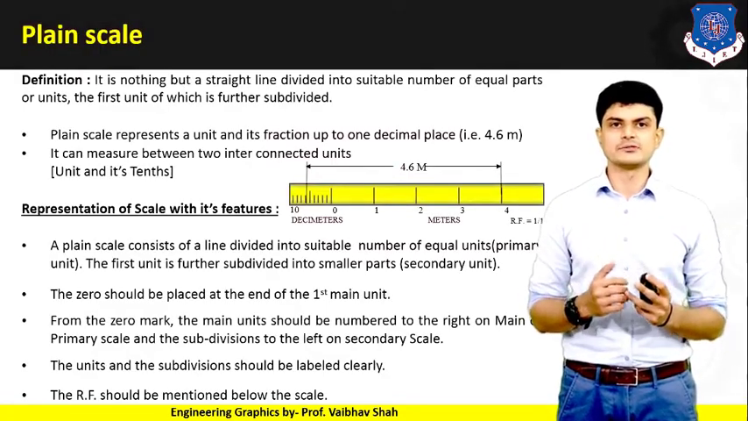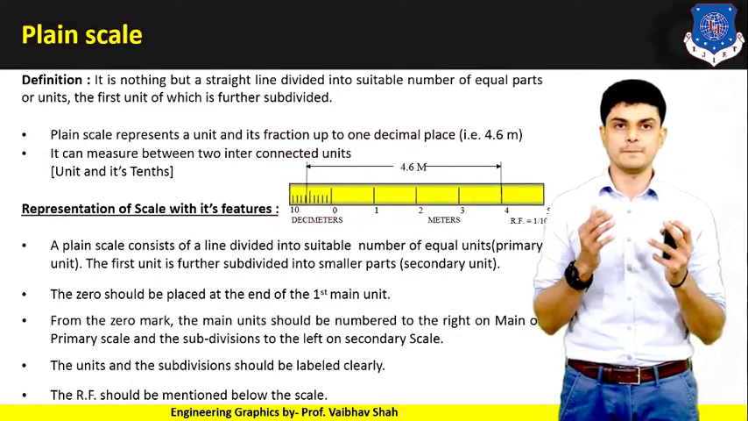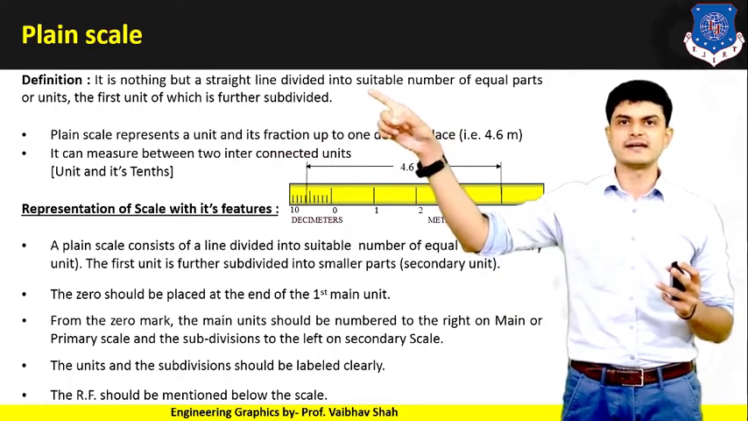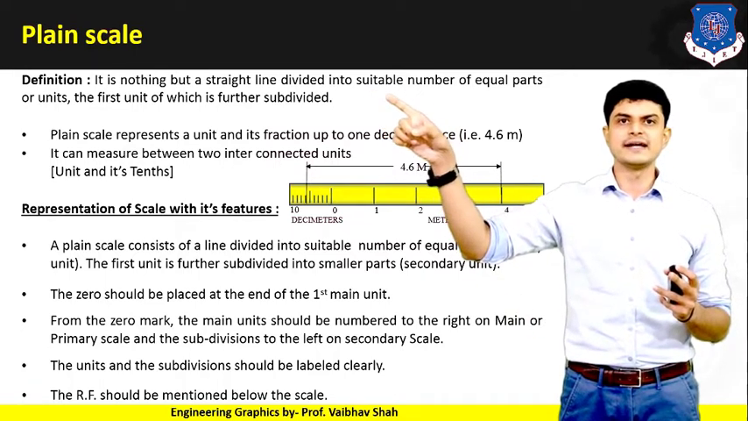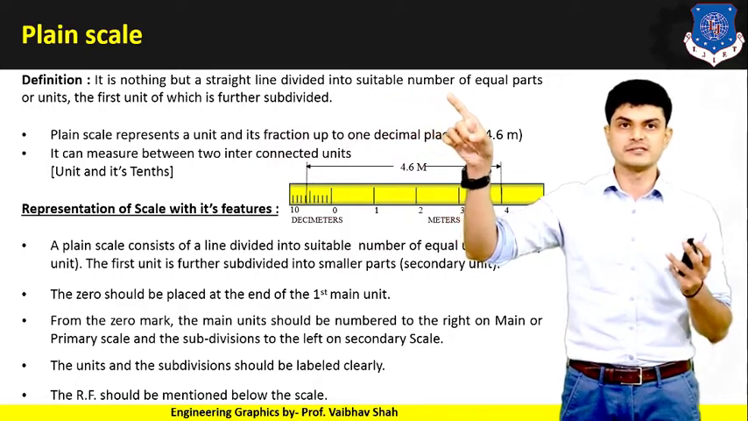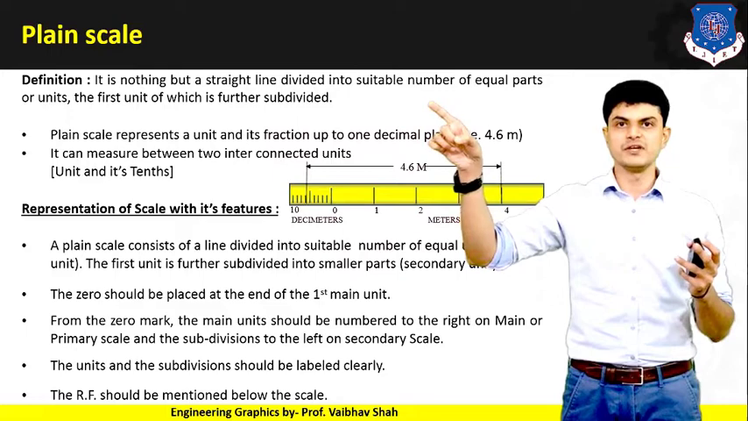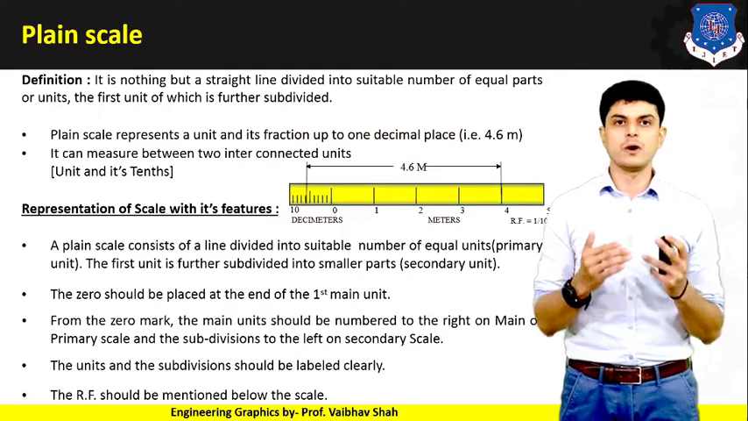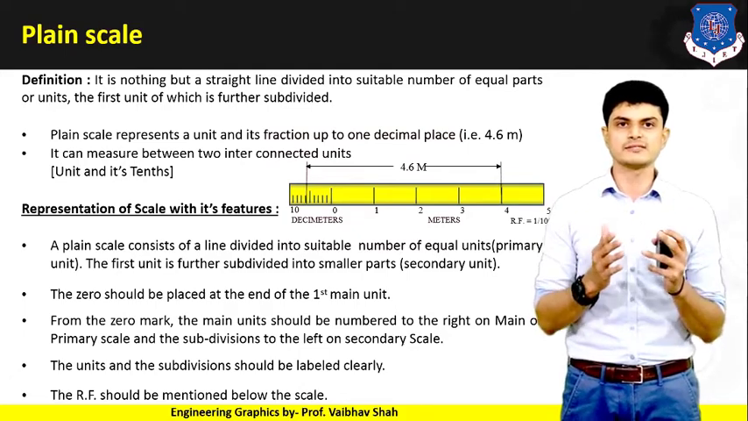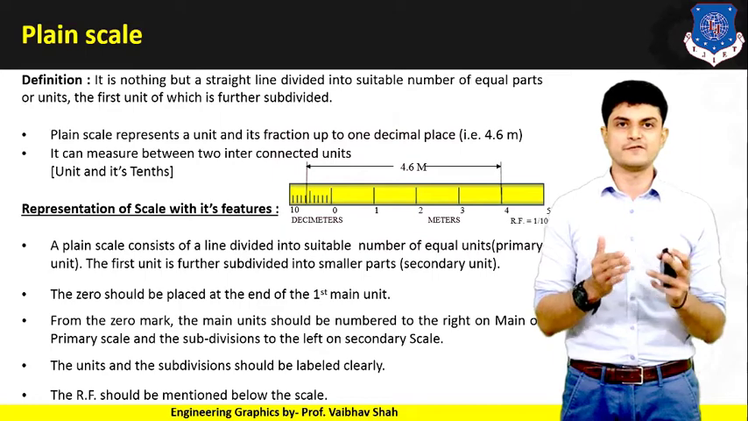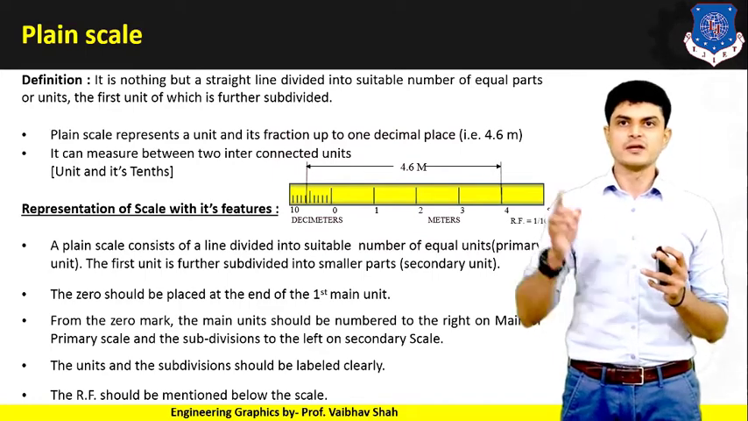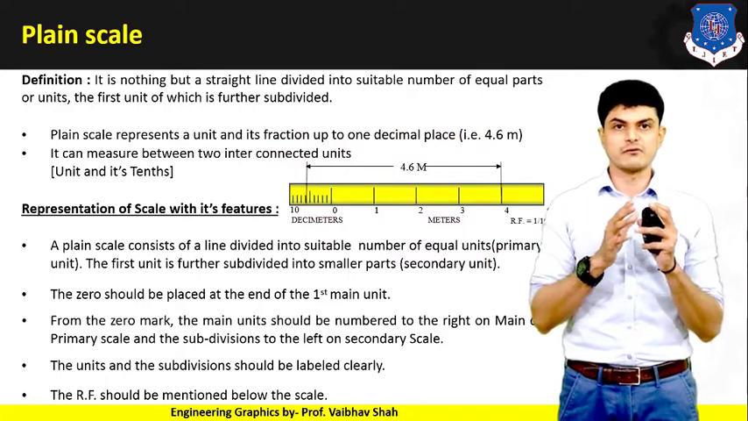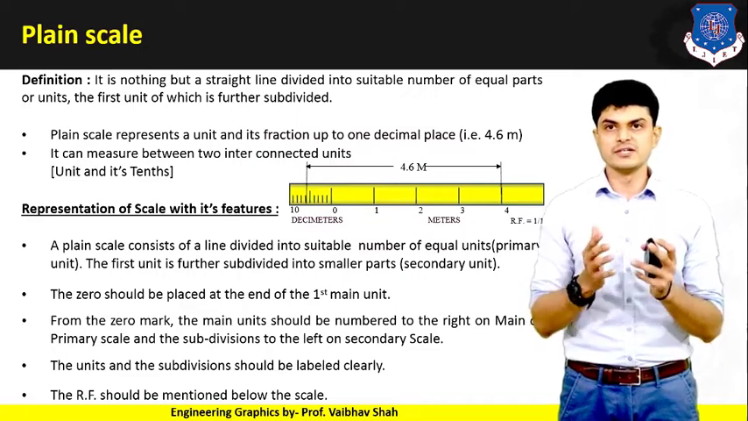Now plain scale. So let us understand what we mean by a plain scale. Let us understand it by a definition first. It says that it is nothing but a straight line divided into a suitable number of equal divisions, the first division of which is further subdivided. So we'll understand the plain scale concept by its definition. It is nothing but a straight line divided into a suitable number of equal parts or divisions or units.